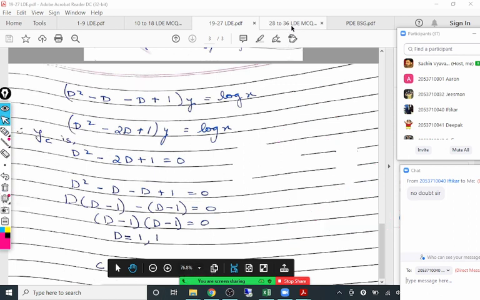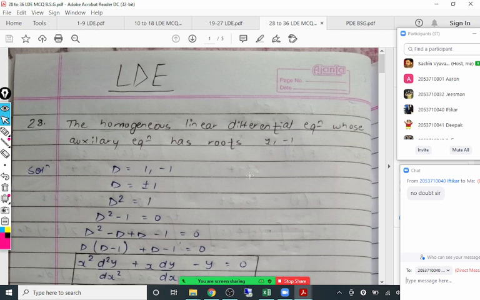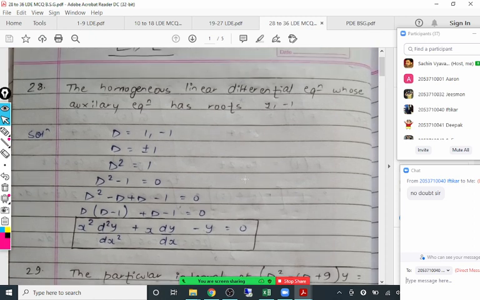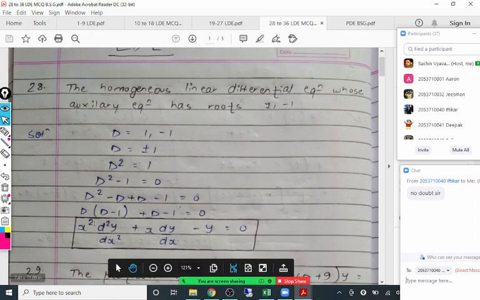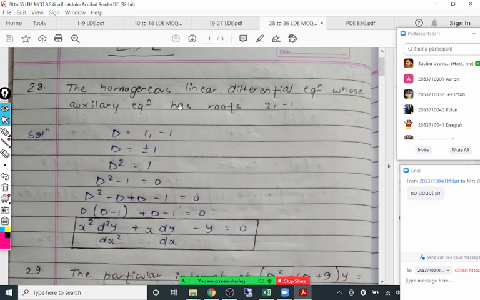So come to the last set then. I think the last set was completed by Ankur. So here, question number 28. The auxiliary equation has the roots +1 and -1, and we want a homogeneous linear differential equation. I think somewhere he made a mistake. Why is x multiplied here? Is that in the options? Homogeneous linear differential equation whose auxiliary equation has roots +1 and -1. That's what is given.